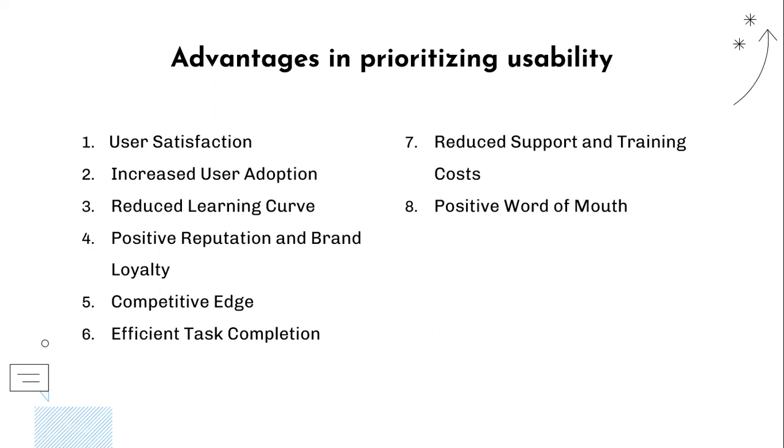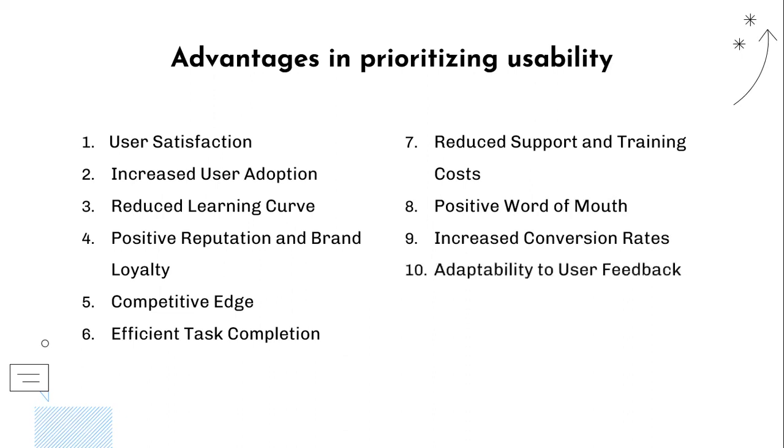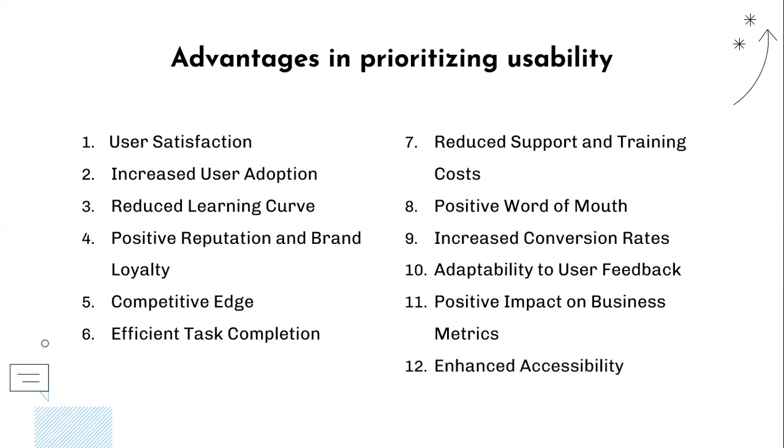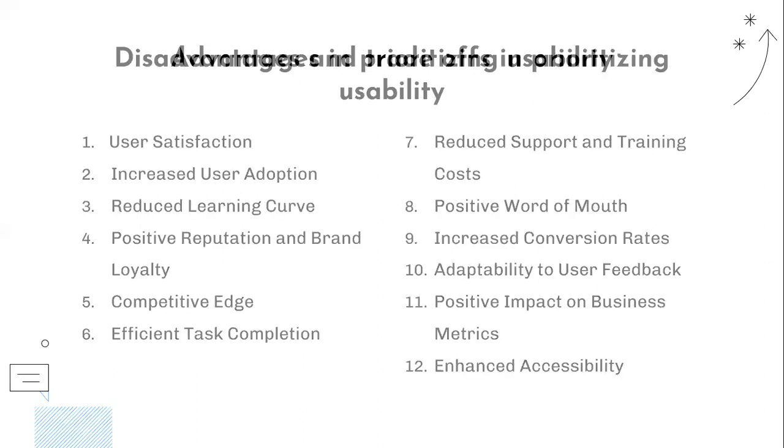Users who have positive experiences with the software product are more likely to share their satisfaction with others. In applications involving e-commerce or transactions, good usability can lead to increased conversion rates. Prioritizing usability involves continuous user feedback and iteration. This adaptability ensures that the software evolves based on real-world user experiences. Usability improvements often correlate with positive business metrics, such as increased user engagement, retention, and revenue. Lastly, usability considerations often overlap with accessibility, making the software more inclusive and accommodating.